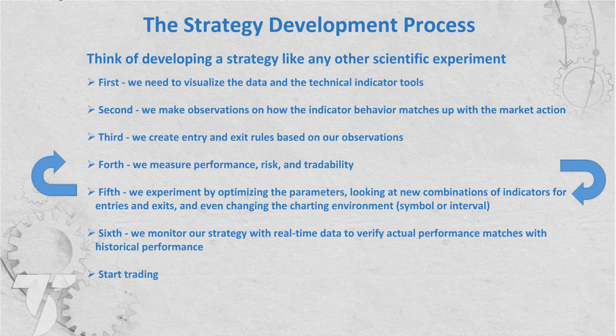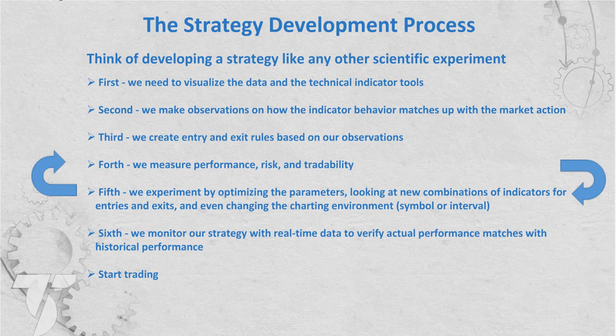So once we have that visualization in the chart, we're going to make observations on how the indicator behavior matches up with the market action. So when the 50-day moving average crosses above the 200-day moving average, does the price action in the chart move in one direction or the other, so that we can get a clue on what kind of rule we're going to create when that event occurs.